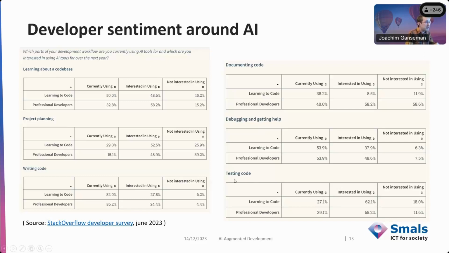Also for testing code, we see that nowadays it's not used as much as it could be. Nevertheless, there's a lot of interest. So testing code is also one of the big things in which we are probably going to see a large explosion of new AI tools popping up this year and in the next few years.